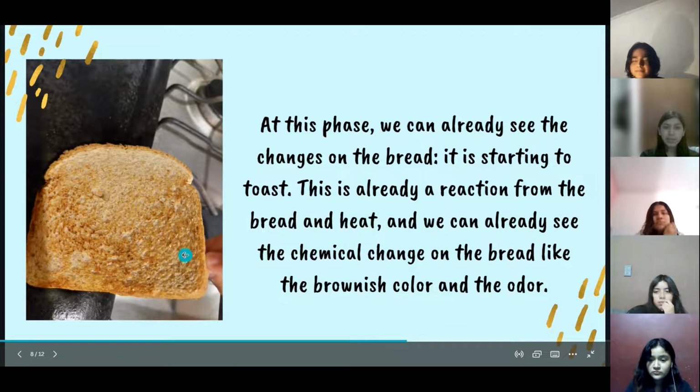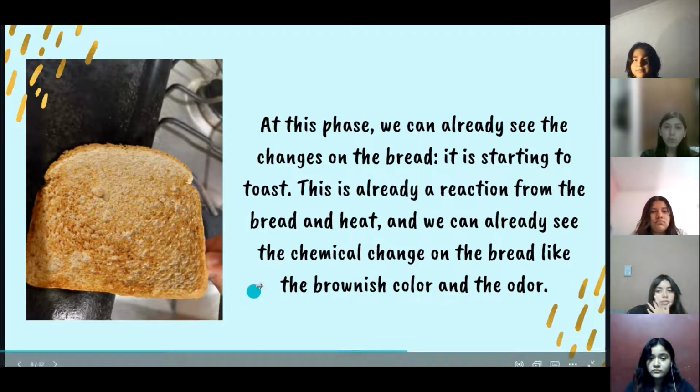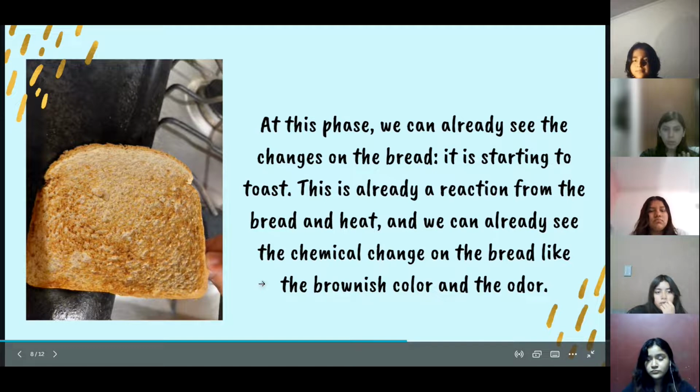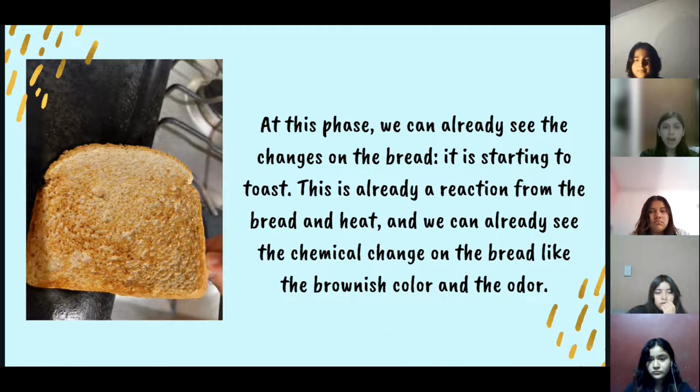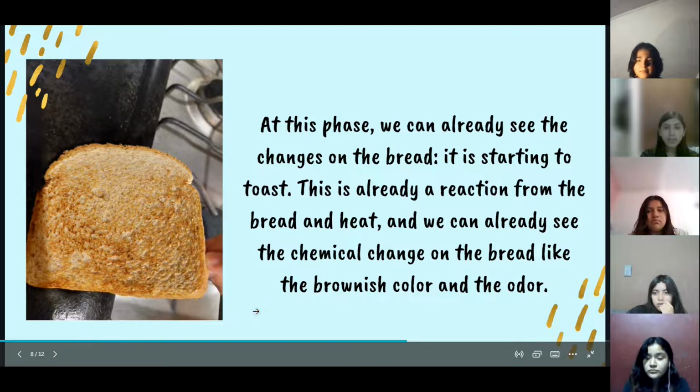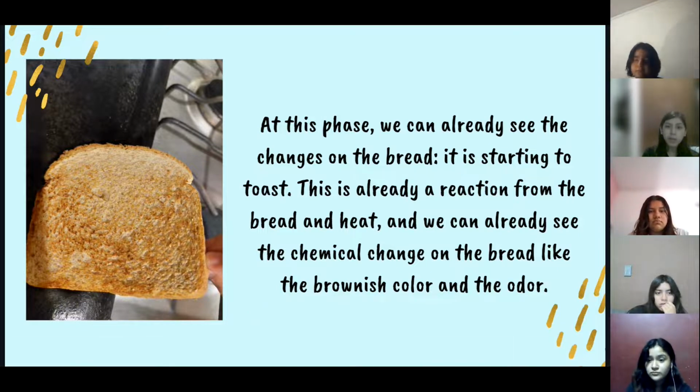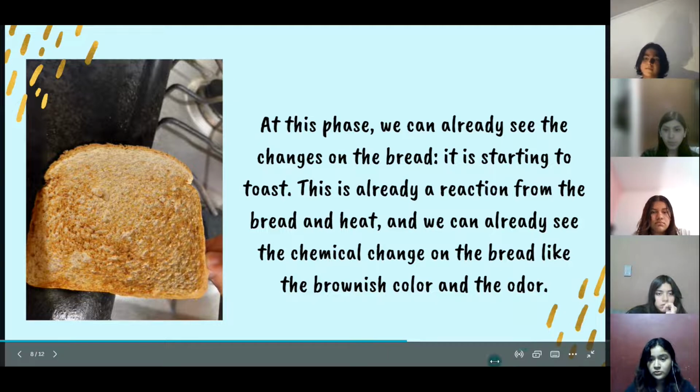And then at the next phase, we can see already some changes on the bread on both surfaces. It has started to toast. And this is a reaction from the heat from the pan and also from the bread because of its ingredients. And we can see its chemical change as a brownish color and odor and temperature too.